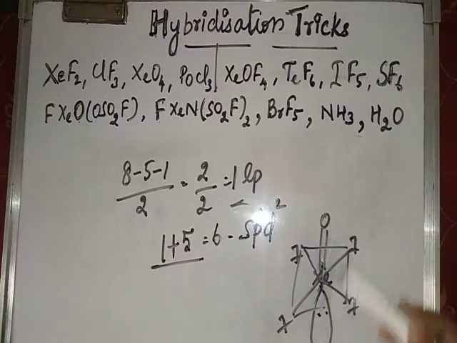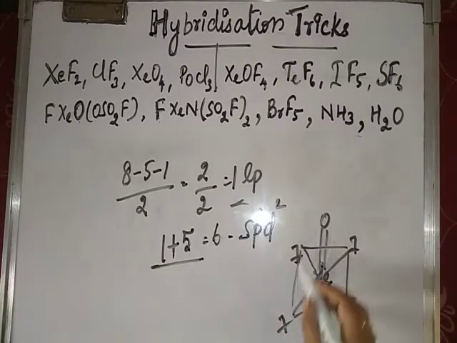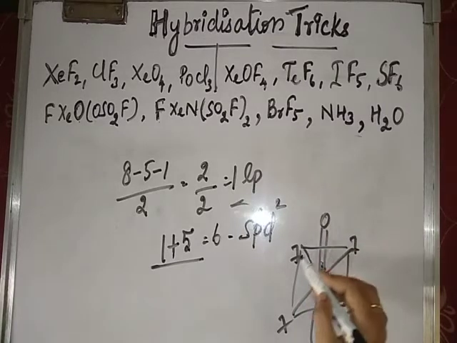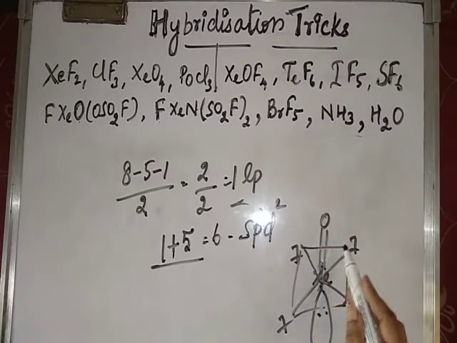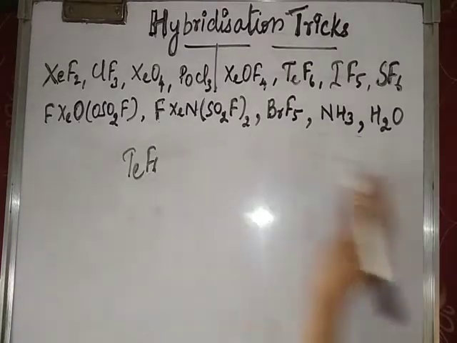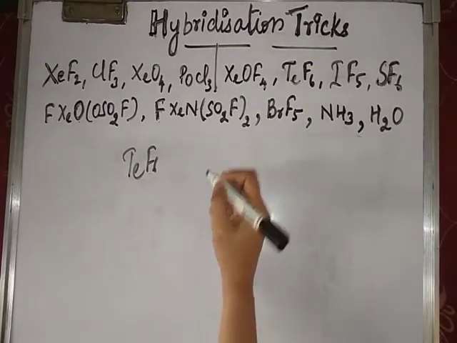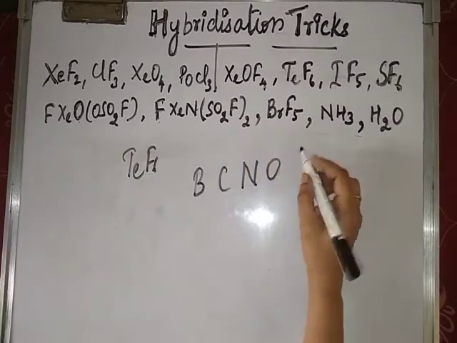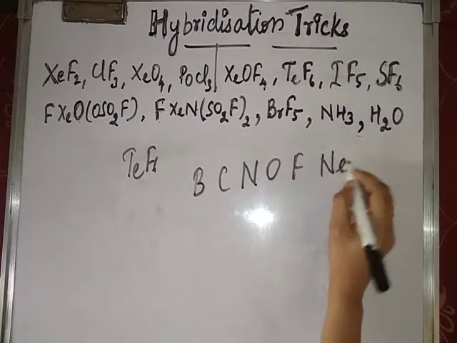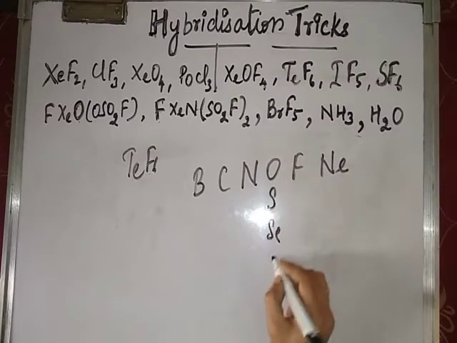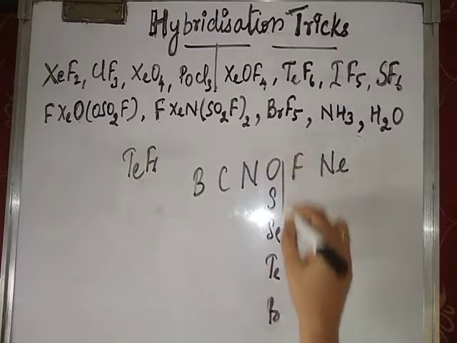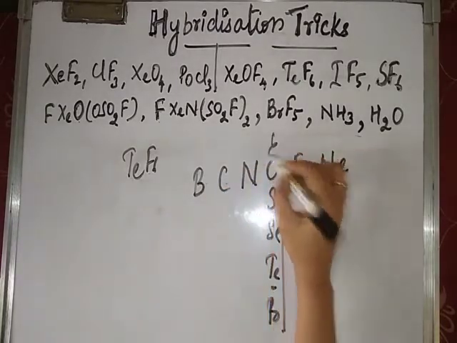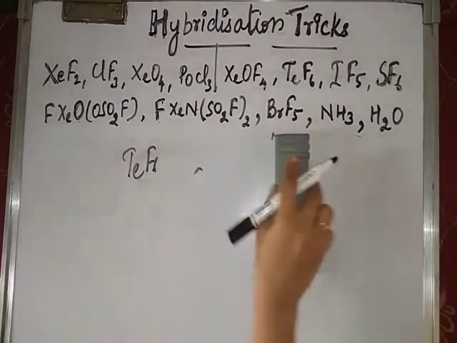Now see what is the name of the structure. If this is the case, means what is the name of the structure? This is square pyramidal. Tellurium is under oxygen. Okay. Boron, carbon, nitrogen, oxygen, and then fluorine and neon. If you see oxygen, sulfur, selenium, tellurium, and polonium. Okay, in this case, this is a tellurium. Okay, then this is 3, 4, 5, 6. What is the valence electron for this? It is 6.